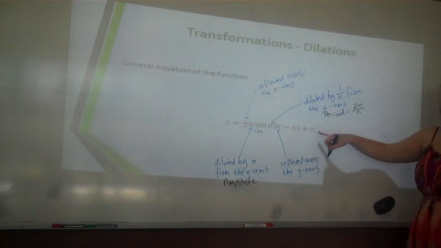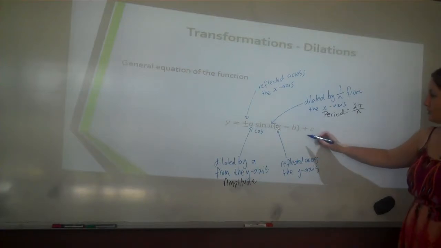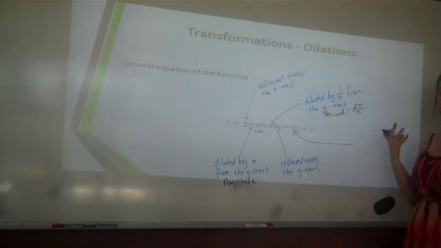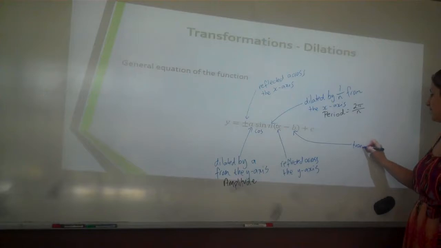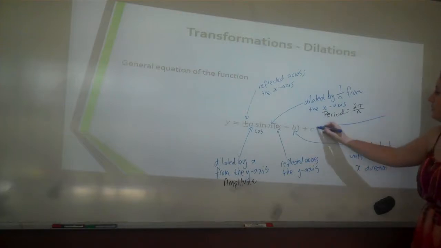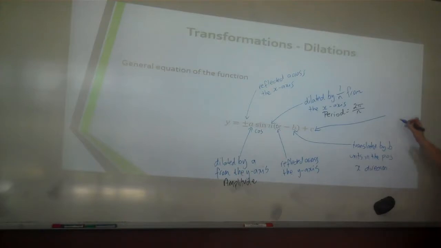We then have our negative b and our plus c. I'm sorry, I'm kind of running out of space here. Our negative b, when it's within there, is affecting the x values, so we are translating by b units in the positive x direction. And our c here at the end, because it's separate from the function, affects the y values, so we have translated by c units in the positive y direction.